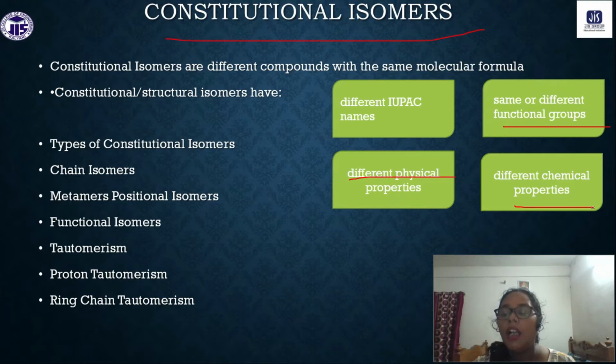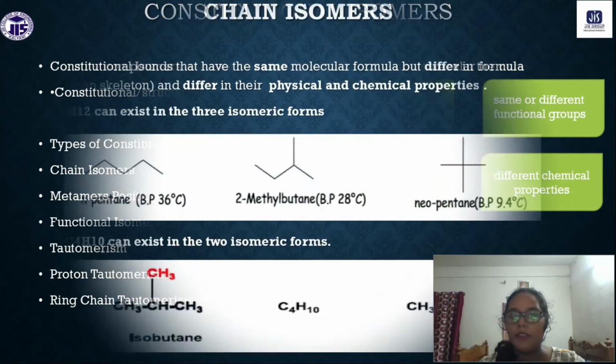Okay, so one functional group we have is the hydroxyl group, and the other functional group we have is the ether linkage. But the chemical formula is the same, so those molecules are called constitutional isomers. So these are some of the types of constitutional isomers that we have seen in our previous class.